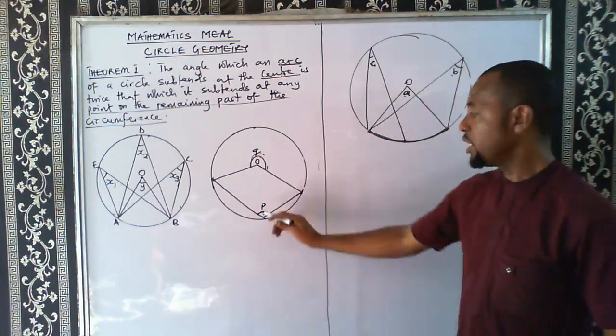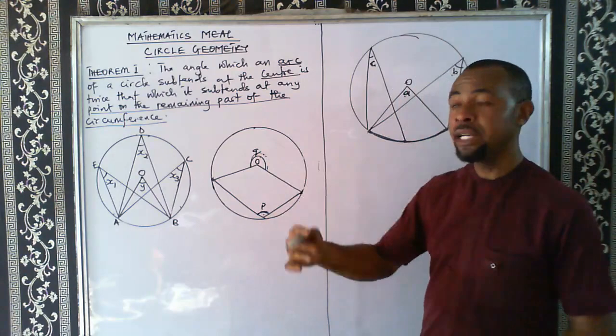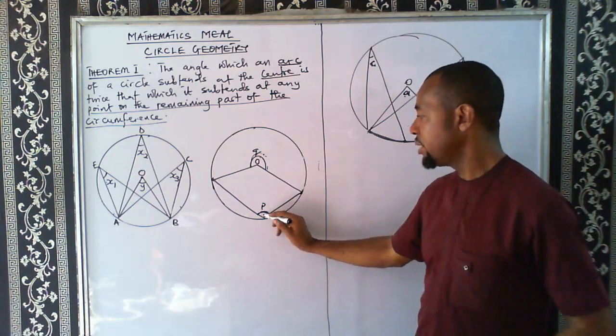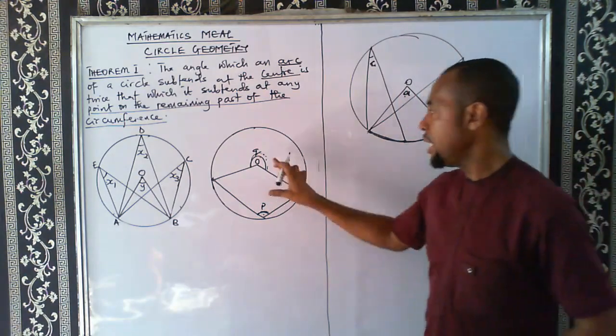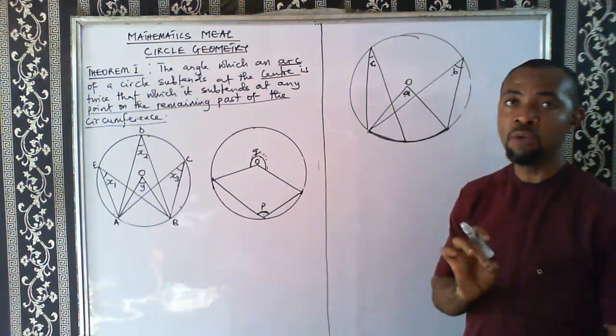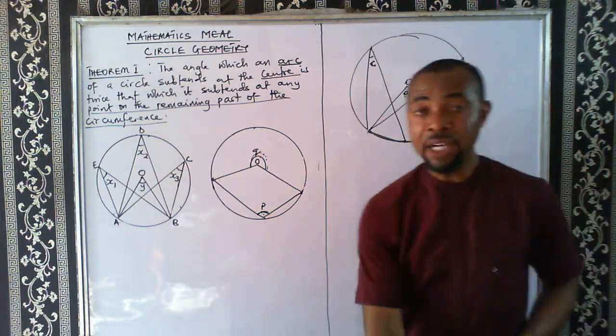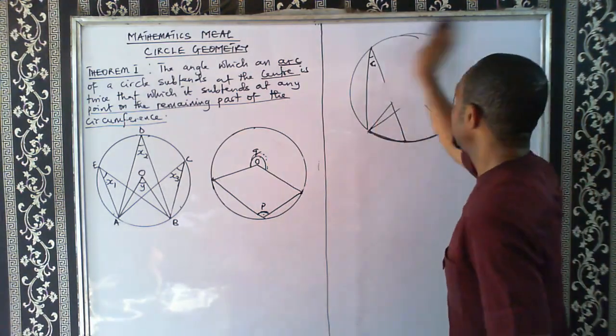Q. 2 times P will give me Q. Why? Twice angle at the circumference is equal to angle at the center, if and only if they are produced by the same arc. I believe that this is very clear now. And this is very clear.